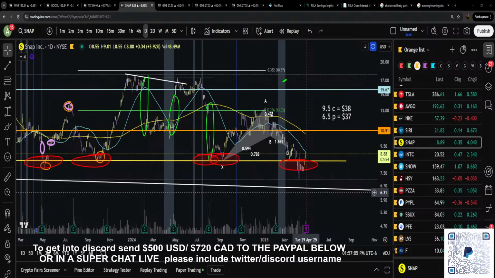I have shorted a couple of things and made some money. I've shorted a couple of things and got burned on. Longed a couple of things, made some money. Longed a couple of things, got burned on some of the things, right? But as it stands right now, the market is in a very strange place.